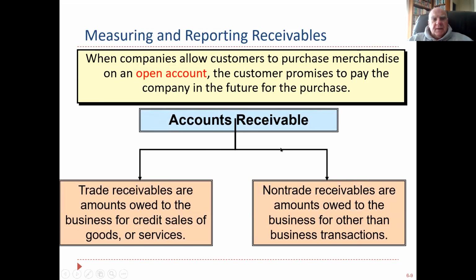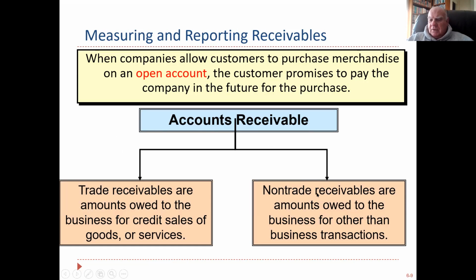Net sales. When companies allow customers to purchase merchandise on an open account, the customer promises to pay in the future. And when we say accounts receivable, we're talking trade receivables. Trade receivables and accounts receivable have the same exact meaning. Trade receivables are amounts owed to the business for the credit sales of goods and services, okay? We give credit to somebody. We check them out before we do business with them. And we say, okay, we'll ship you this amount. We trust you to pay me in 30 days. Classic accounts receivable, trade receivable.